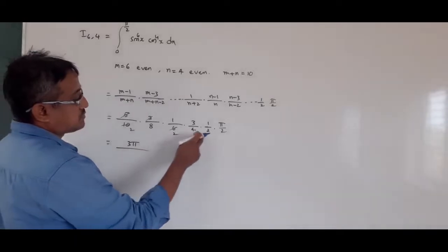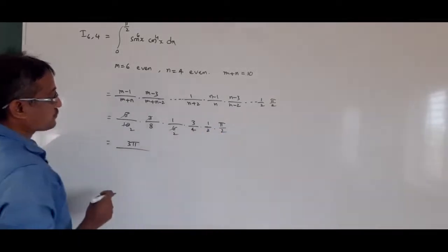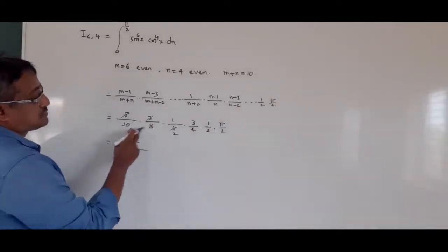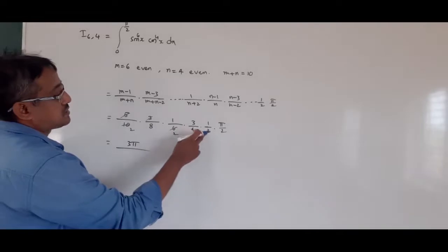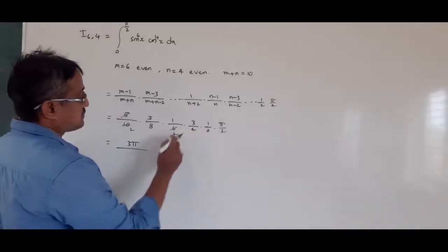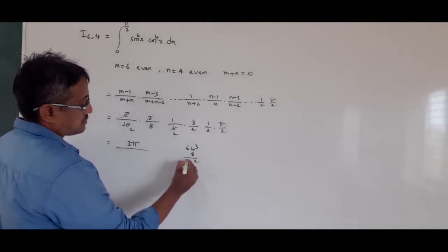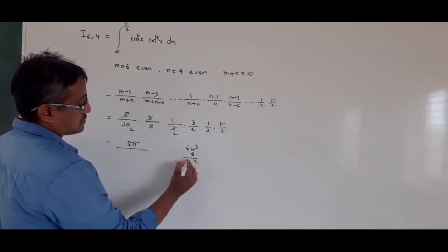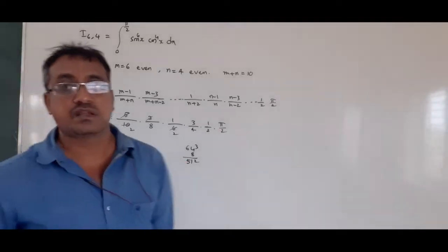So 3 pi by 16, 32, 64, 128, 2, 4, 16, 32, 64 into 8. So 512. That is the required answer.